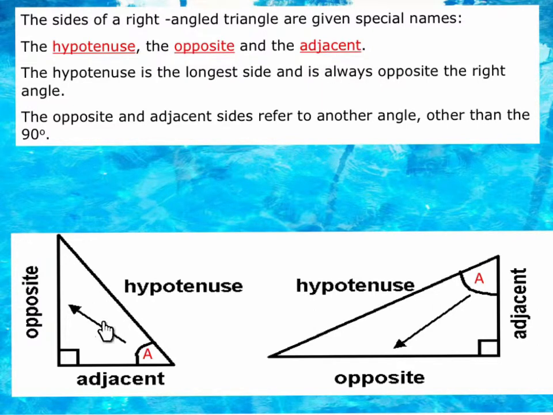So let's take a look at this picture here. Our given angle is A. So adjacent to A would be this side here. That means that this side is going to touch the A angle, or it's right next to the A angle. And then there's the word opposite of the given angle. So if you're given angle A and that's your focus point, then opposite this angle would be this side here.